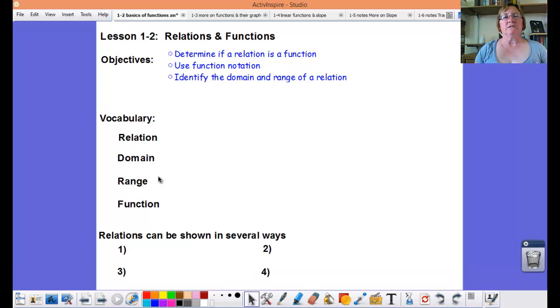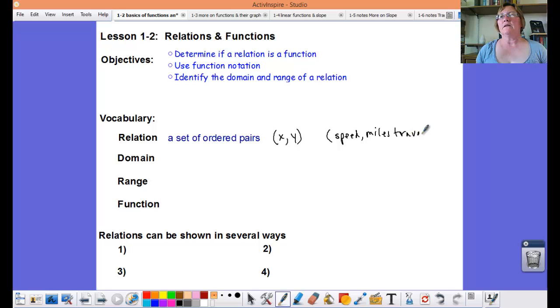We need to start out with a little bit of vocabulary today, and I'd like to ask you to think back, because you've heard these words before. A relation, folks, is simply a set of ordered pairs. So you might think about that as being a set of XY values. That's what most of us will think about. However, it doesn't have to look exactly like that. It could be something like speed versus miles traveled or distance traveled. Okay, ordered pairs.